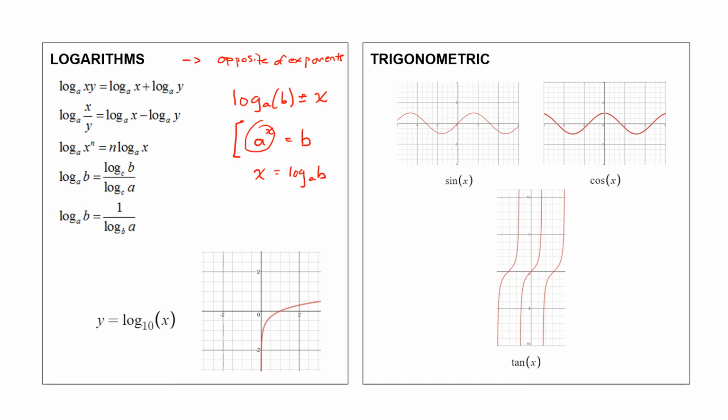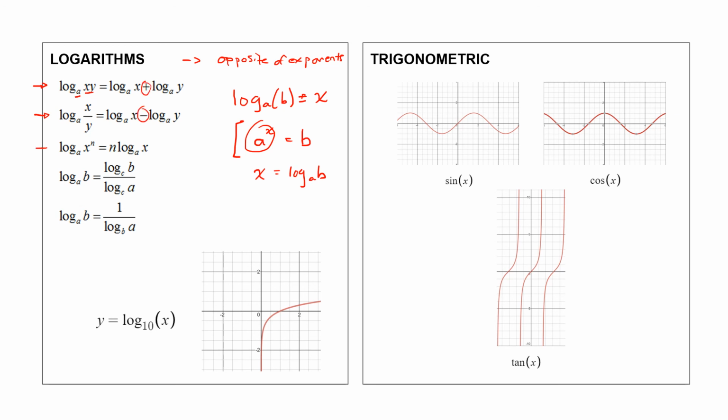Let's go through these log rules real quick. So this is the product rule: log base a of x times y is the same as saying log base a of x plus log base a of y. You can separate them into these sums. Likewise, in this quotient rule, log base a of x over y can be written as log base a of x minus log base a of y. So just mind the signs here, okay? So these are the two basic rules.